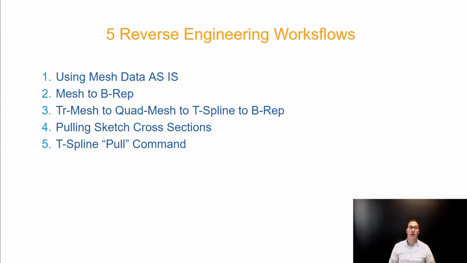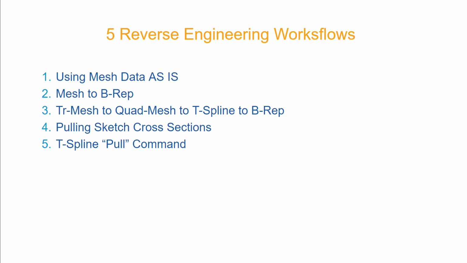We also talked about pulling sketch cross-sections and turning that into solid models or not. Maybe just using those cross-section sketches to line up with other things, whatever you prefer. And then lastly, we talked about T-splines and how you could create a T-spline really quickly and use the pull command to make that match. So overall, we showed you quite a few different techniques, and I hope that you've learned from it.